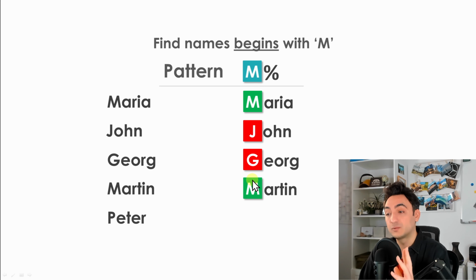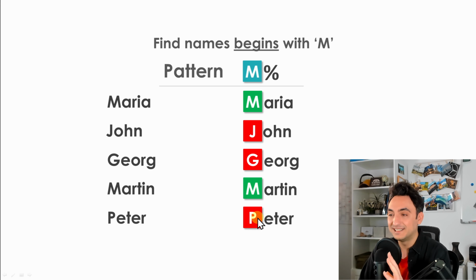Martin here starts with M. That means it is matching our pattern and we're gonna get a true for that. And the last one, Peter, we have P and it is not matching our pattern and we're gonna get false. So if you define those patterns in the SQL, you will get those true and false from the database.